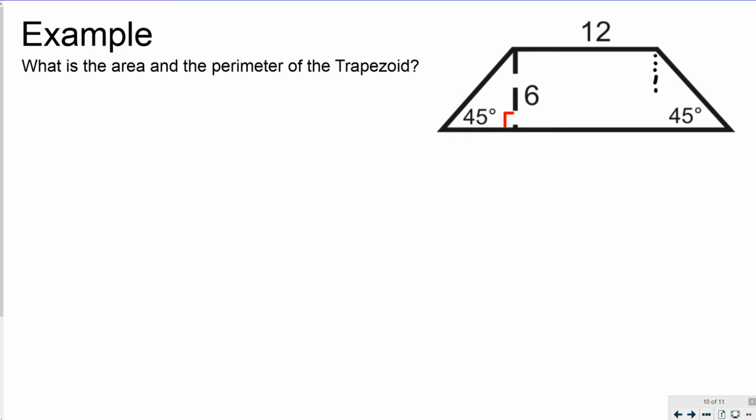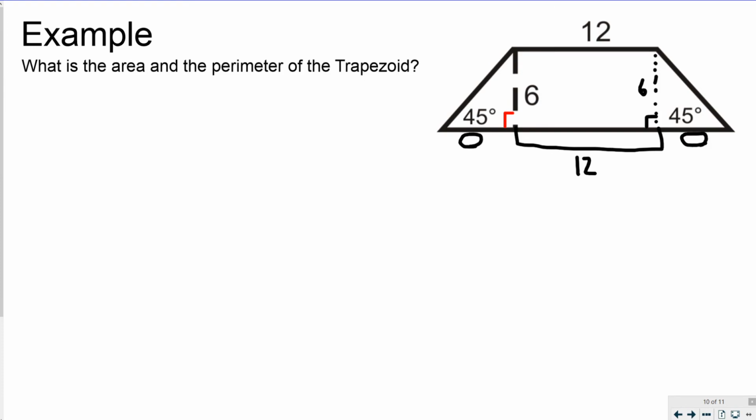So what I'm going to do is draw a second height in. I know that the distance from here to here has to match what's on top because this is a rectangle. So this is a height of 6. That's 12, so this distance has to be 12 here. But what I am missing is this distance here, and this distance here.